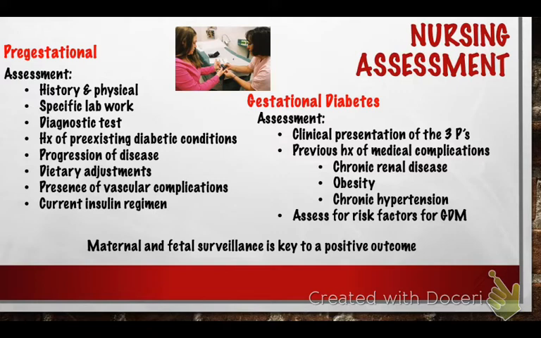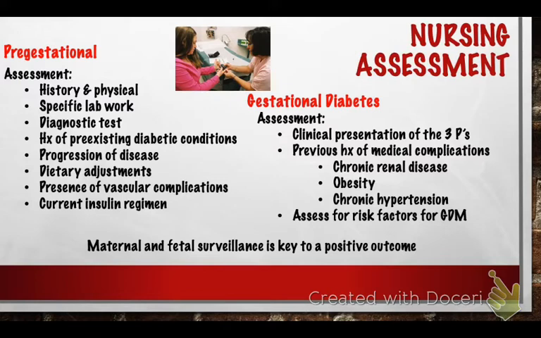For our moms that are discovered during their pregnancy, that they found that they have gestational diabetes, their assessments, every time they come, we're going to ask them for any clinical presence of the 3 Ps. So are they drinking too much? Are they peeing too much? Are they eating too much? All of those things. Do they have any history of any previous medical conditions? Chronic renal disease, obesity, chronic hypertension, those things we need to assess on these gestational diabetics.